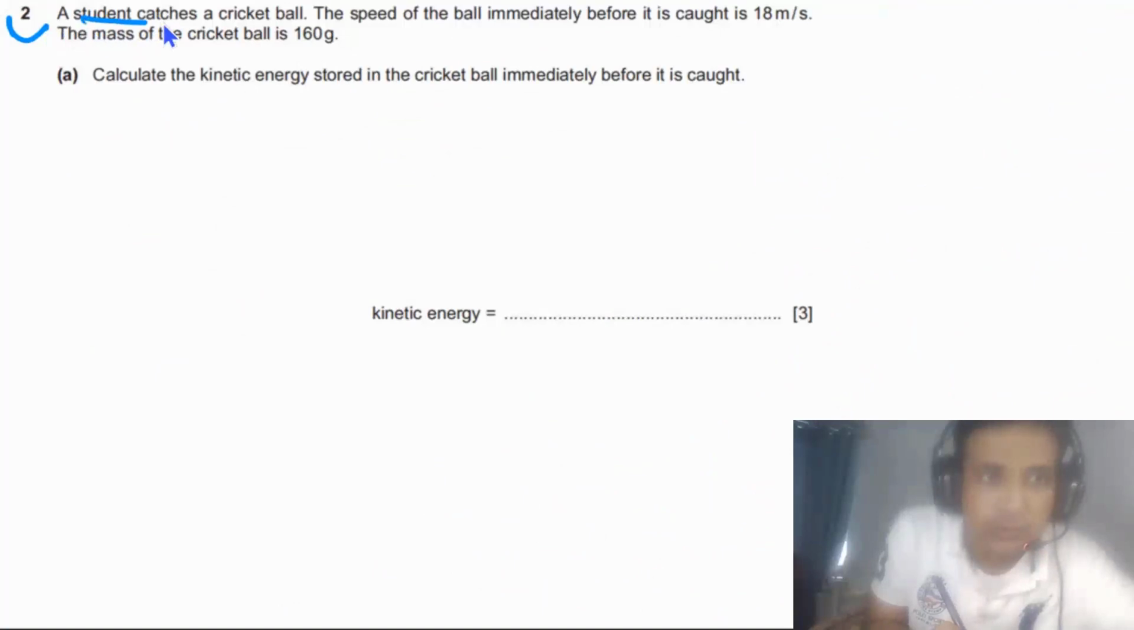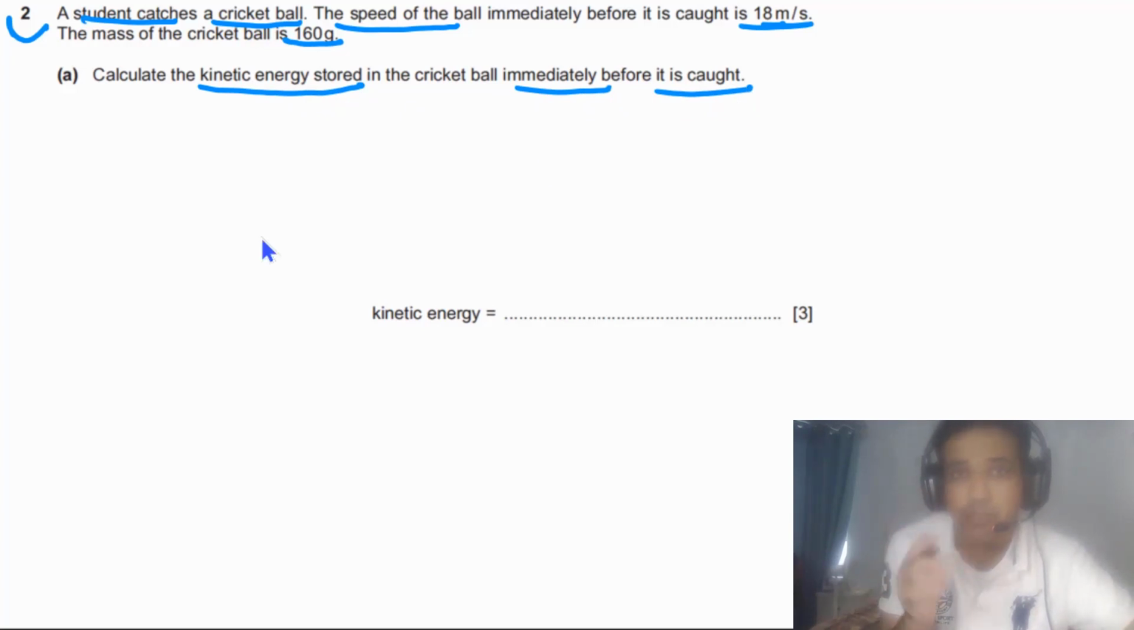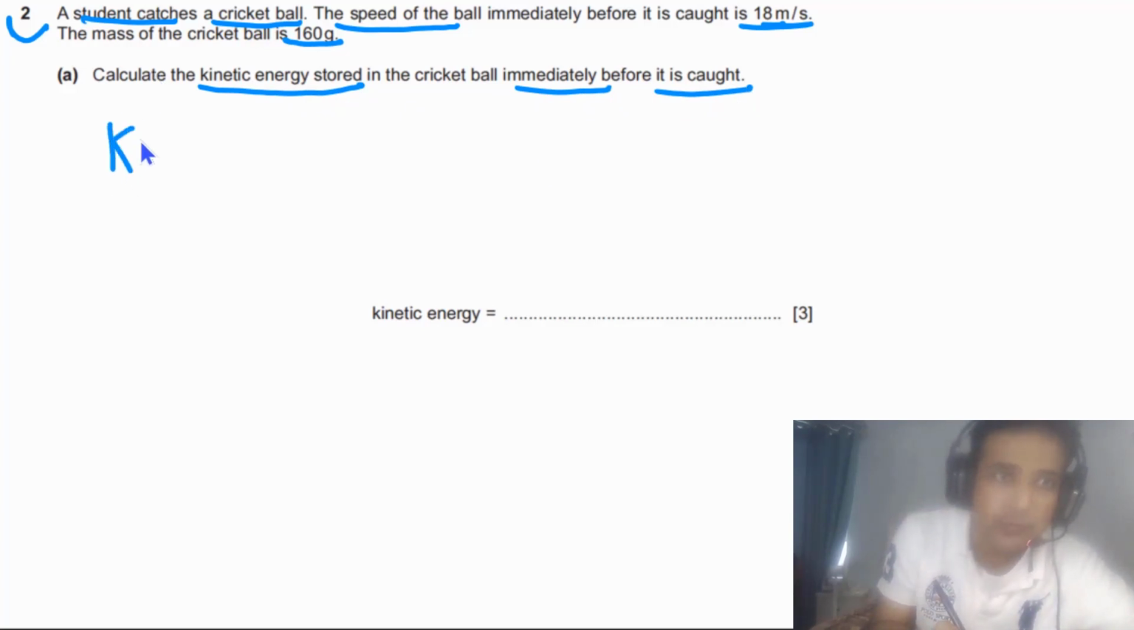Question 2 says a student catches a cricket ball. The speed of the ball immediately before it is caught is 18 meters per second. The mass of the cricket ball is 160 grams. Calculate the kinetic energy stored in the cricket ball immediately before it is caught. For this question, we simply need to calculate kinetic energy. So first of all, we need to understand kinetic energy is equal to 1/2 mv squared.